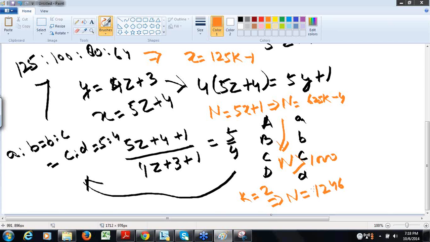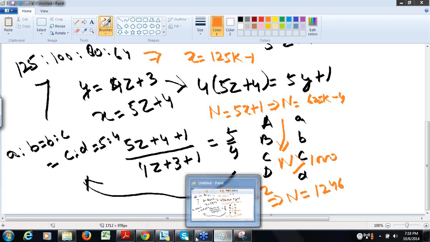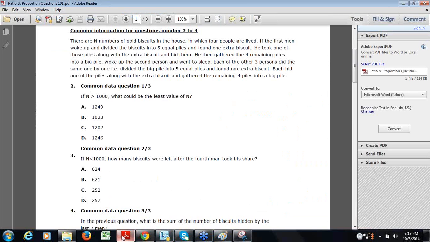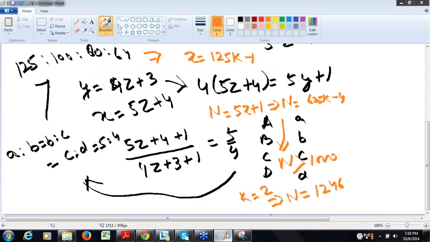So we have our option 1246. Let's see. Yes, we have our option 1246 as D. We'll go ahead and mark option D as 1246. Got it, everybody? Okay. So let's move on to the next question.